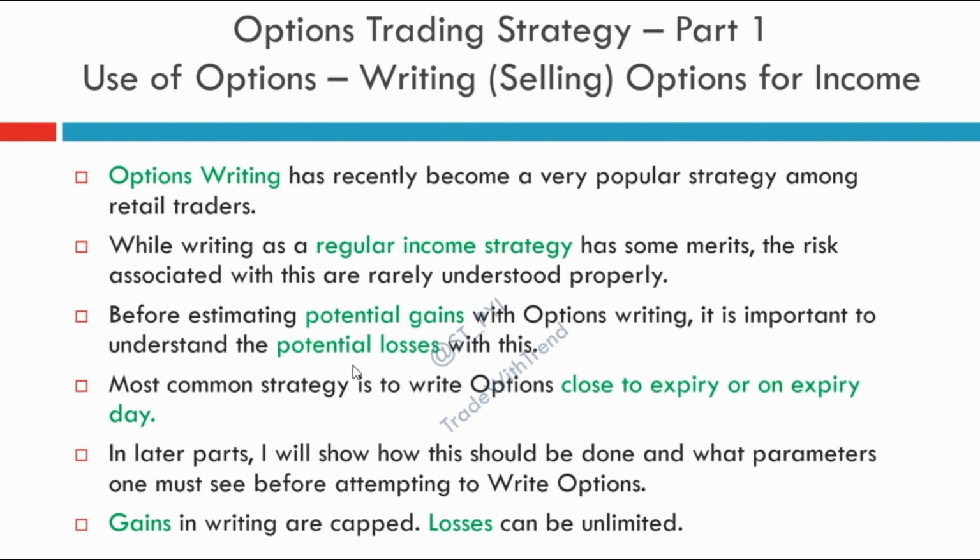because your gains in writing options are always capped. It's always limited to the premium you receive while you write options, but losses can be unlimited. Your entire account can be wiped out in one single trade. And quite often I've seen people writing options without understanding the underlying risks.